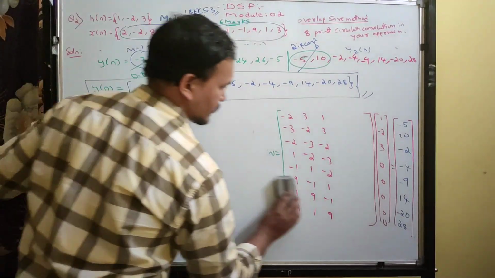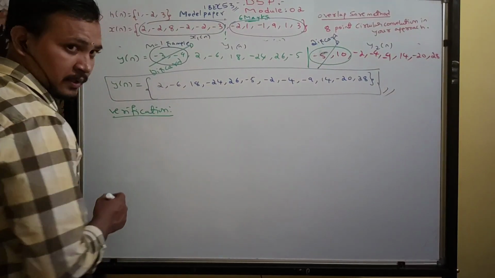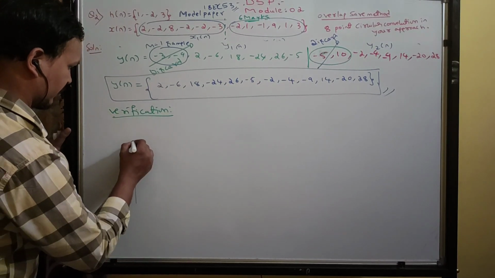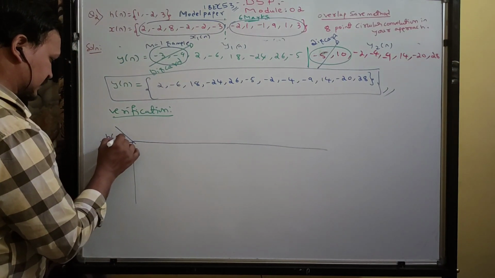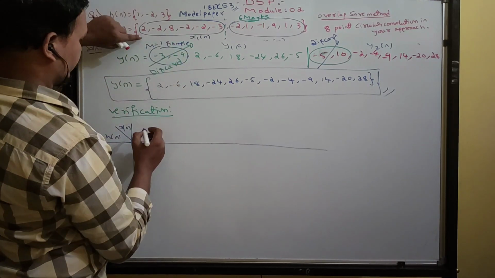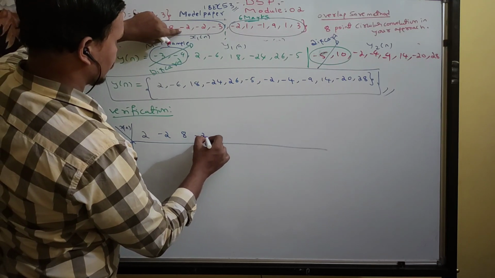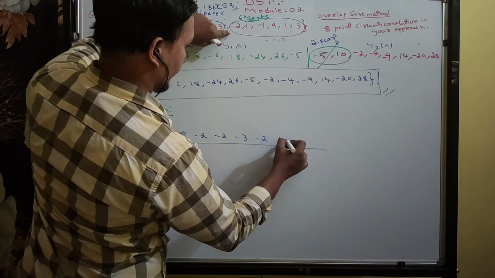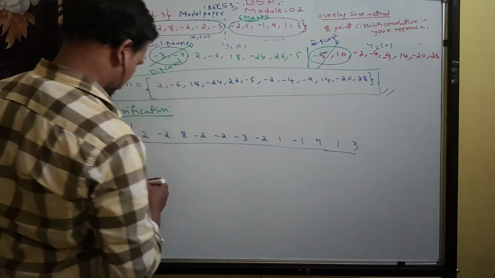Next we can do verification. Okay guys, next we will do the verification. Verification is very simple. This is h of n and this is x of n. Write x of n as the input: 2, minus 2, 8, minus 2, minus 2, minus 3, minus 2, 1, minus 1, 9, 1, 3.